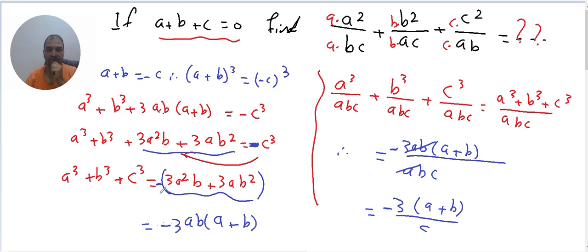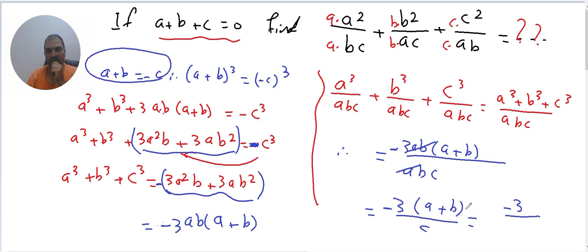Okay, write negative outside the two terms. Then write the common factor between the two terms, 3ab, and write negative outside. The remainder will be a plus b. I will put here the value of a power 3 plus b power 3 plus c power 3 equals negative 3ab times a plus b, over abc. We can simplify, and also complete here negative 3 and the value of a plus b equal negative c.